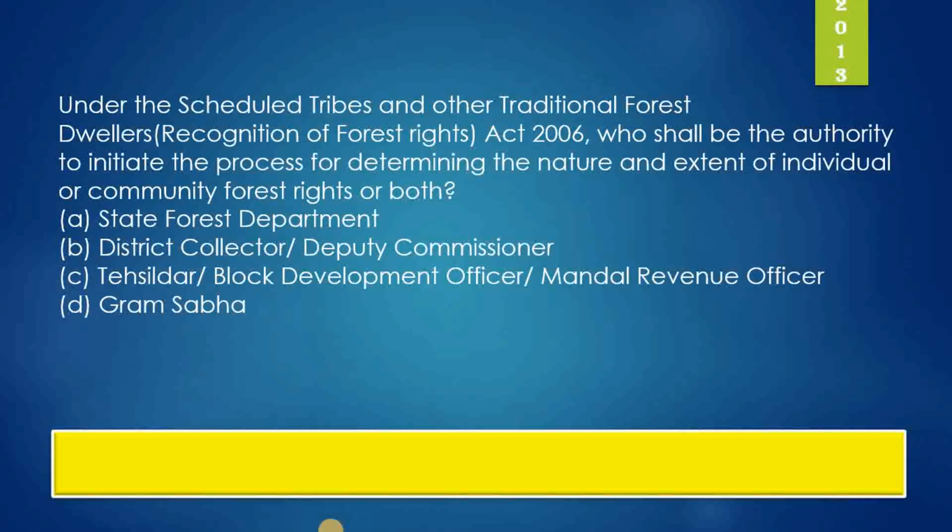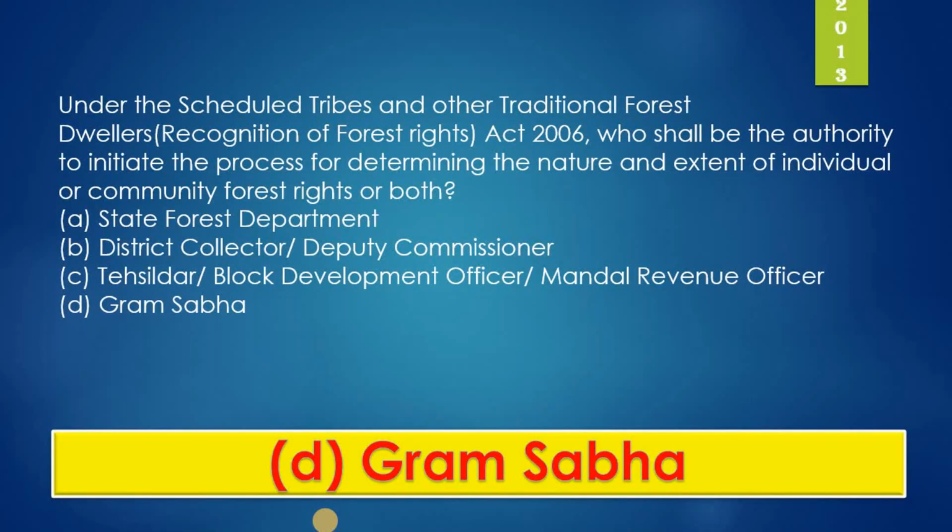Next question. Under the Scheduled Tribes and Other Traditional Forest Dwellers Recognition of Forest Rights Act 2006, who shall be the authority to initiate the process of determining the nature and extent of individual or community forest rights or both? Okay, so options are State Forest Department, District Collector or Deputy Commissioner, Tahsildar, Block Development Officer or Mandal Revenue Officer, or Gram Sabha. So the answer is option D, that is the Gram Sabha.